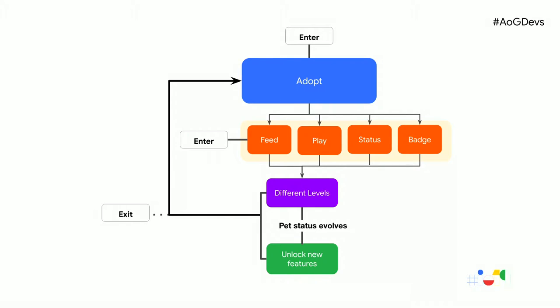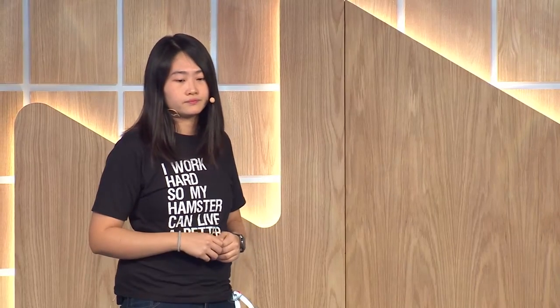During the gameplay, you will be rewarded with different badges based on the activities that you do with your pet. Once you collect enough badges, you will progress to the next level. And the next level will allow you to unlock new toys for your pet.